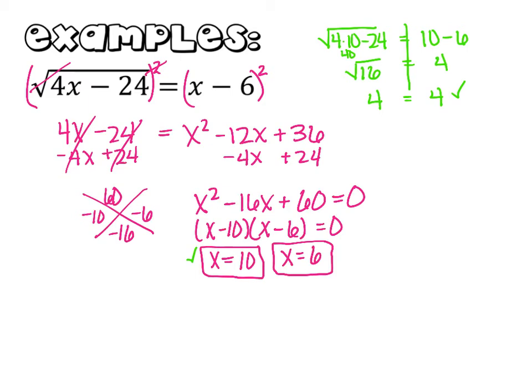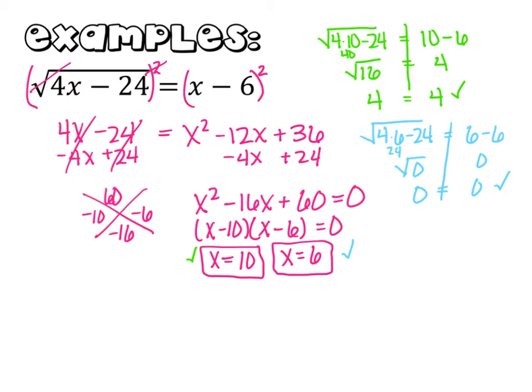What about the second one? Does that one work also? The square root of 4 times 6 minus 24 equals 6 minus 6. 4 times 6 is 24 minus 24. That's the square root of 0, which is just 0. And 6 minus 6 is 0. So that one works also. Both of those are actual answers.